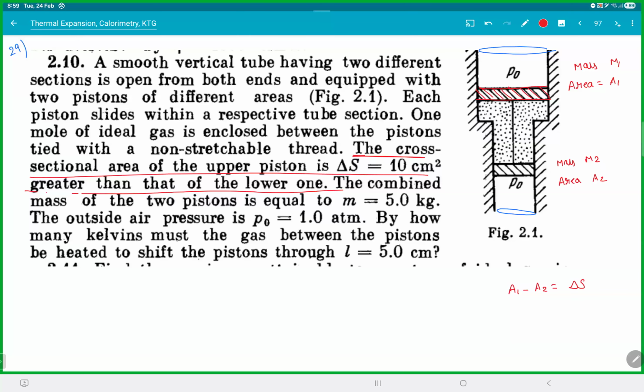And the combined mass of the two pistons is 5 kg. So he didn't give you M1 and M2, but he gave you M1 plus M2. That is your small m. Outside pressure is 1 atm and you have some gas trapped between them and there is a string between them. This is a string.